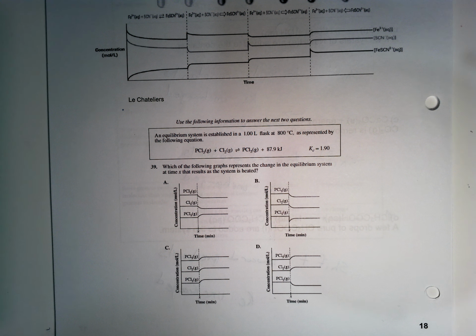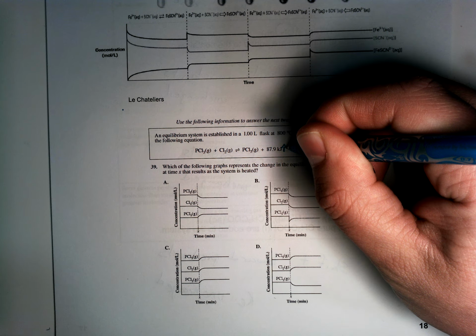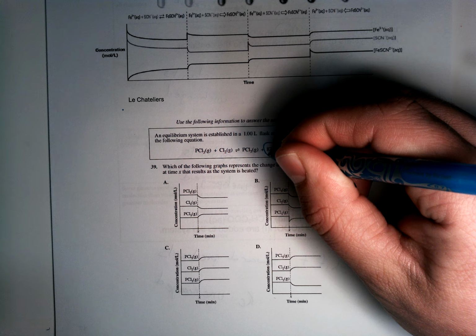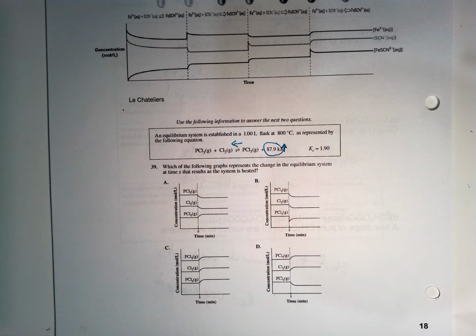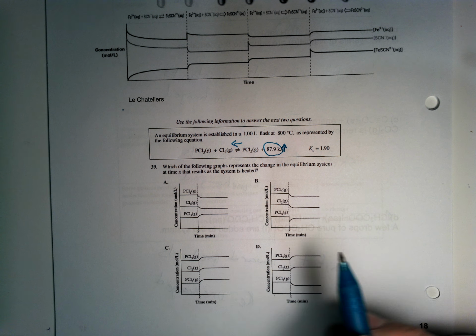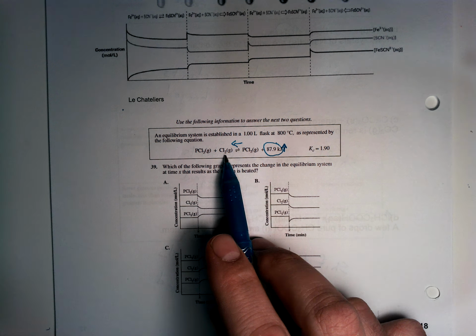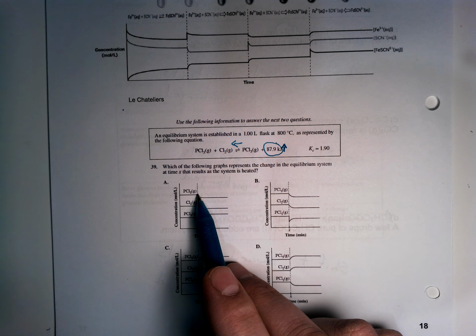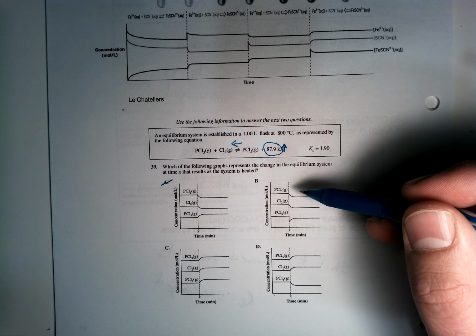Which of the following graphs represents a change in the equilibrium system at time x as the system is heated? If the system is heated, we're adding energy to it, which means there's going to be a shift towards the reactants. So we have to get more PCl3 and Cl2. If we look at this first one, the PCl3 is going down. That can't happen. We need more of it.